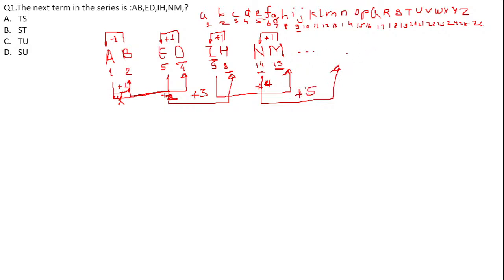Okay, 14 plus 5, that is 19, and 19 plus 1, that is 20. Now on these two positions, 19 and 20, which letters are there? So that we have to find. So on 19 there is S, on 20 it is T. So these are the two letters we got which satisfy our condition, T and S.